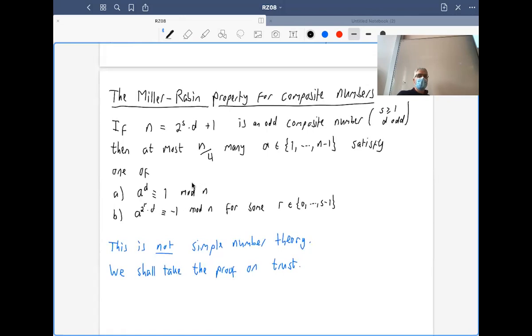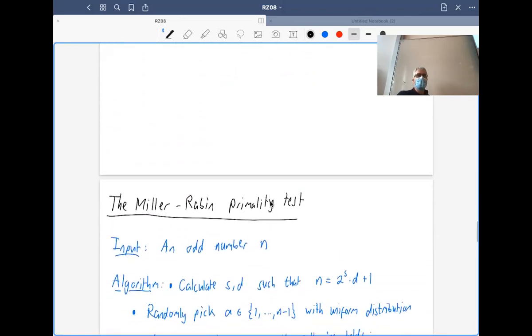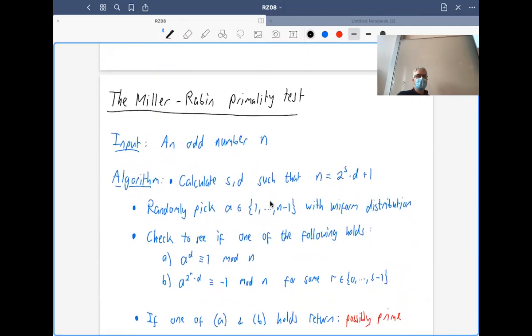For any odd number n and for any a between 1 and n-1, we can check whether these properties hold. I should say it's possible to check these quite efficiently using nice efficient algorithms for taking powers modulo n. And we know that if the number n is prime, these properties always hold. And if the number n is not prime, one of these properties holds for at most a quarter of these numbers. So given this, we can get the Miller-Rabin primality test, this algorithm.